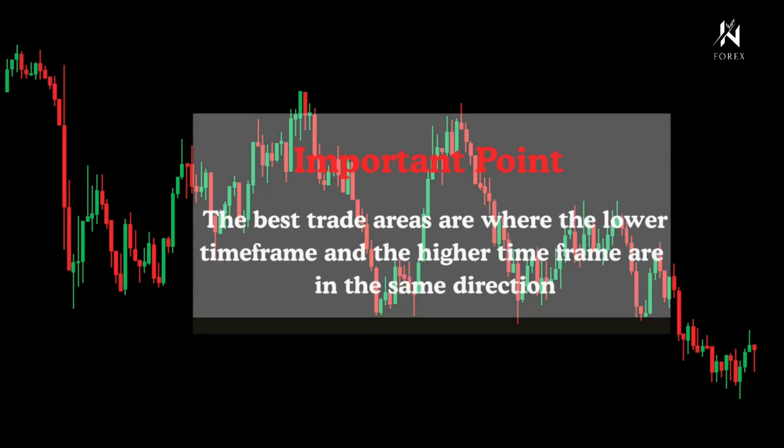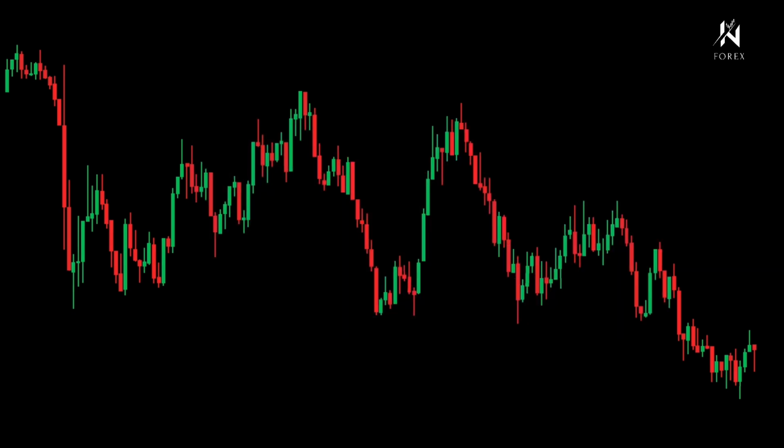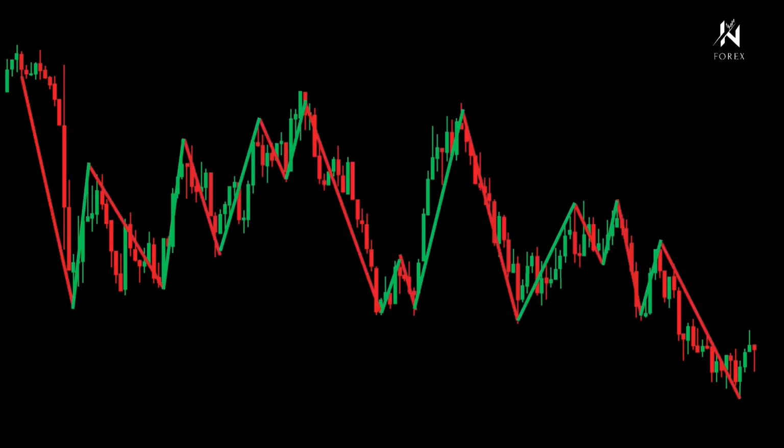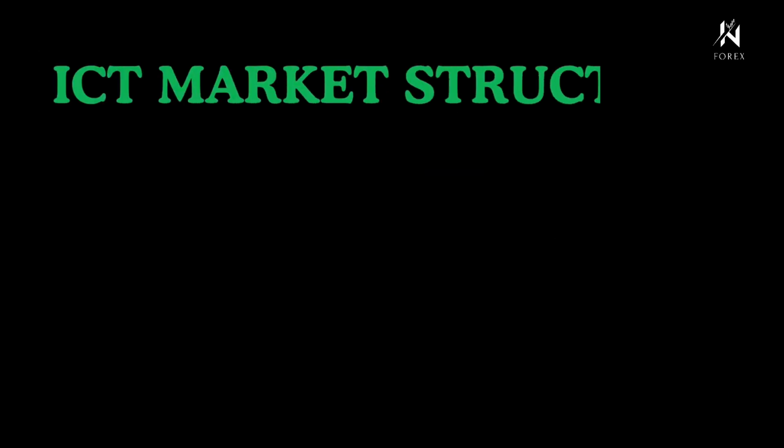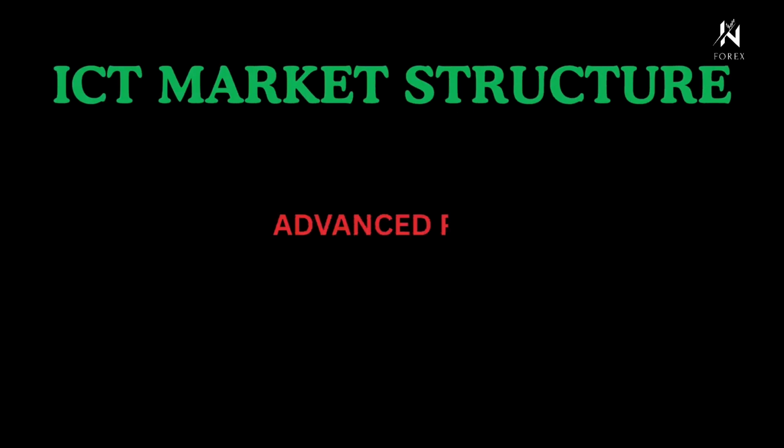Here's a key point: the best trading opportunities occur when the lower time frame and the higher time frame are aligned in the same direction. Here, on the EUR/USD 1-minute chart, these represent the impulsive and corrective moves we observe. However, when we zoom out to the 5-minute chart, we only see these moves. So, in areas where both the 1-minute and 5-minute charts align, trading becomes more logical. Now that we've covered some basic concepts about market structure, let's move on to the advanced phase.